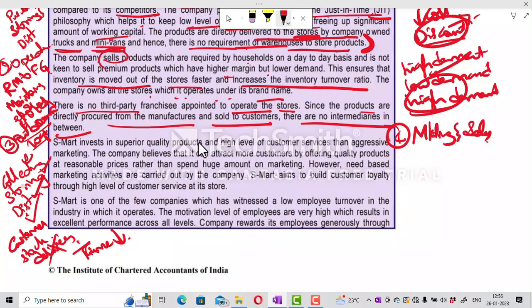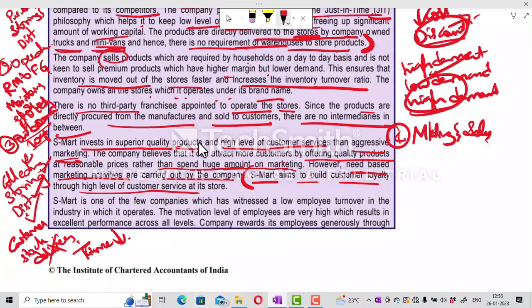S-Mart invests in super quality products and a high level of customer service rather than aggressive marketing. They said that they are not going to market. The company believes that it can attract more customers by offering quality products at reasonable prices rather than spending a huge amount on marketing. Okay? However, need-based marketing activities are carried out. So, S-Mart aims to build customer loyalty through a high level of customer service.